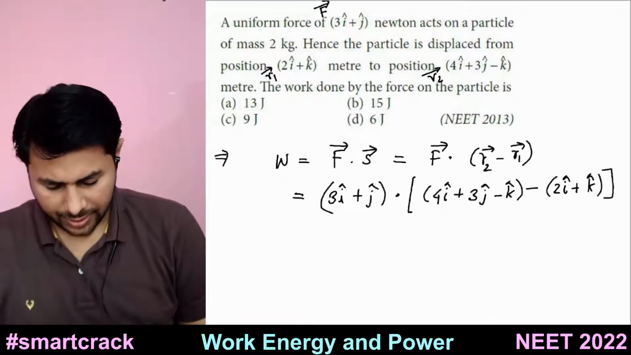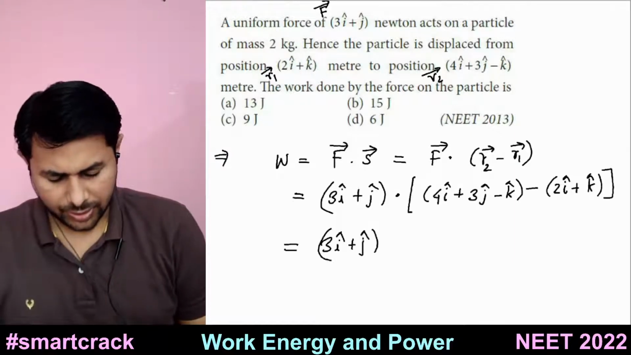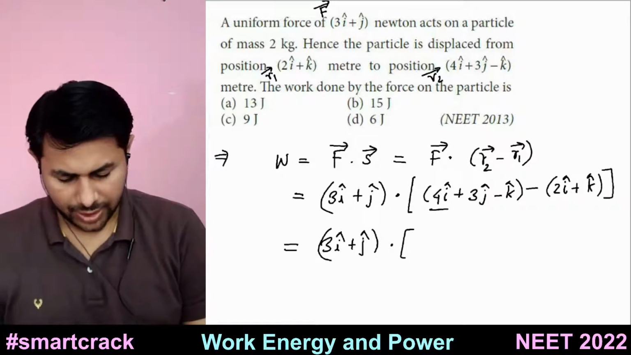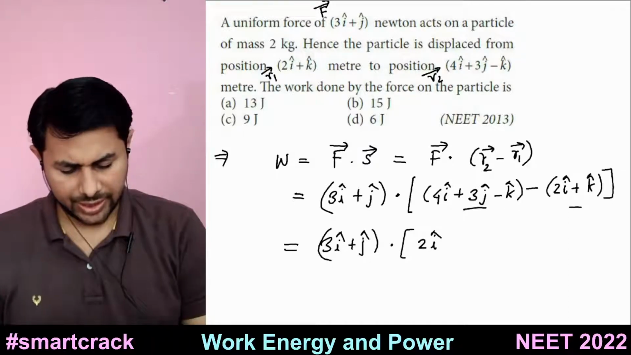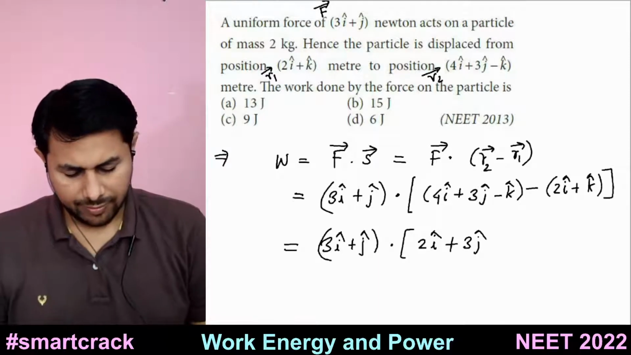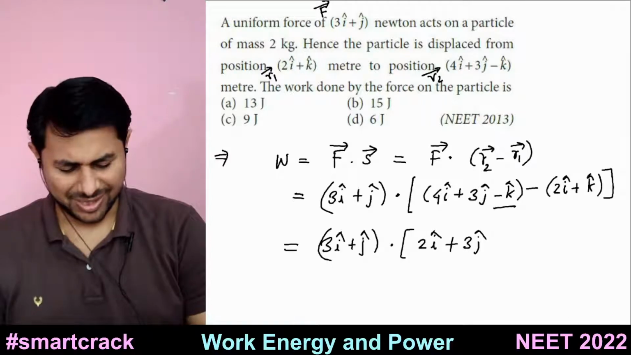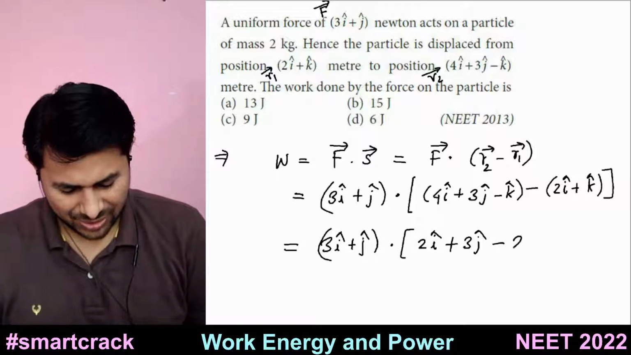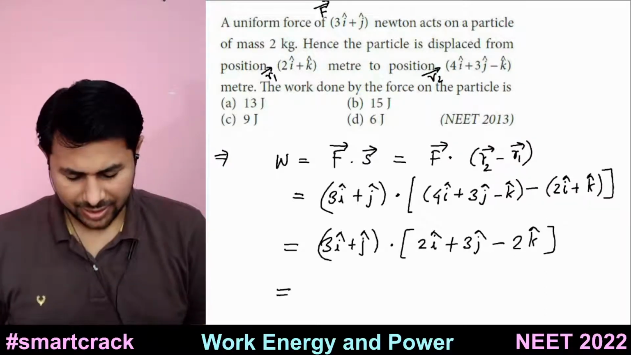Let's solve it. So here we have 3i cap plus j cap, that is force, and displacement is 4i minus 2i, that is 2i. There is no j term in r1 bar, so plus 3j, minus k cap minus this k cap, so minus 2 k cap, right. Okay, and then let's do the multiplication.